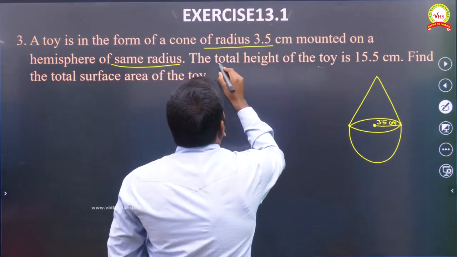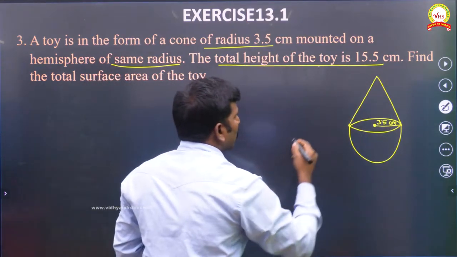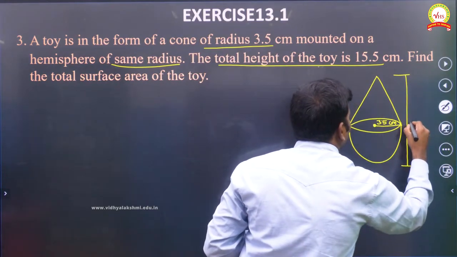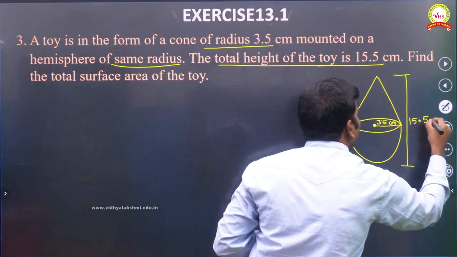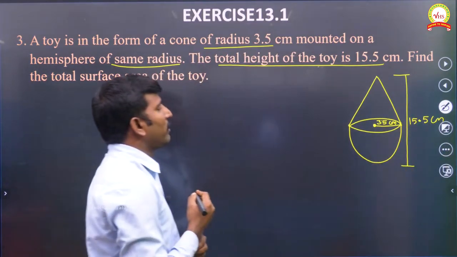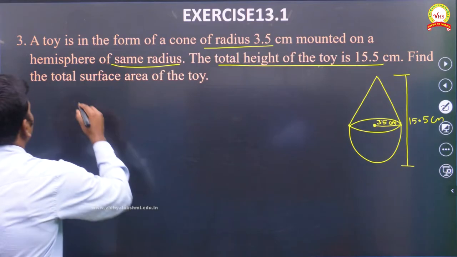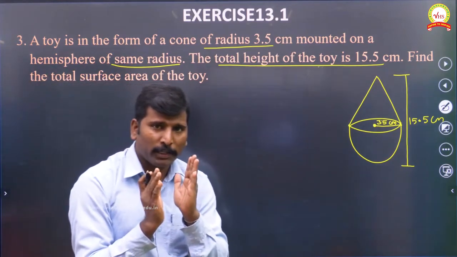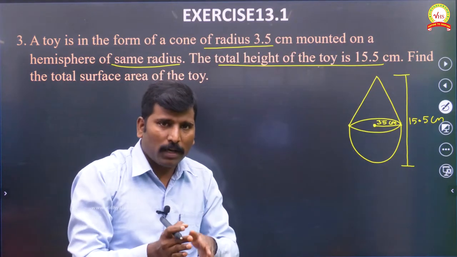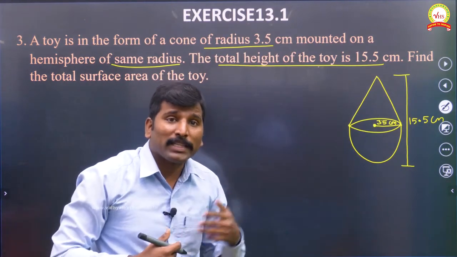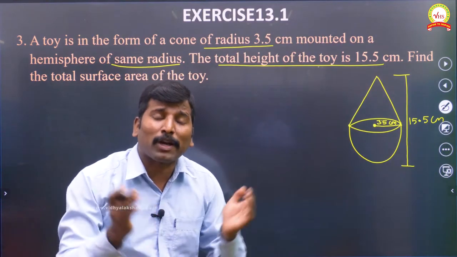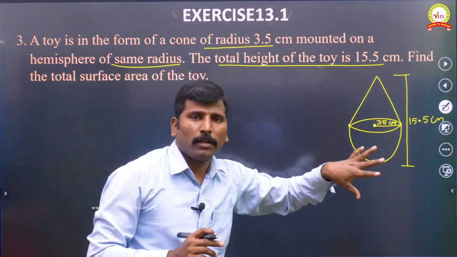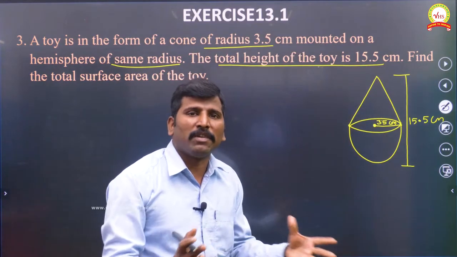And total height of the toy is 15.5 centimeter. Here I am giving from the top to bottom, they said. Find the total surface area of the toy. I told you, if they ask surface area or total surface area, we have to add CSA plus CSA when we have a combined shape, combined figure. Hemisphere and cone combined. So CSA plus CSA, that's it. It's very easy to go with this.